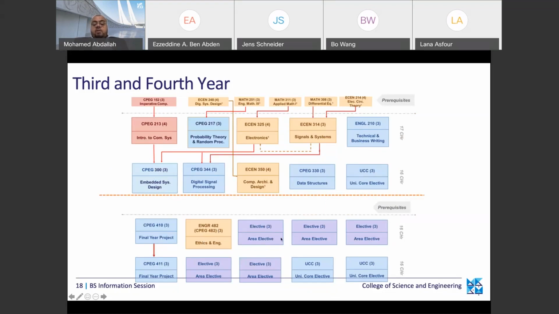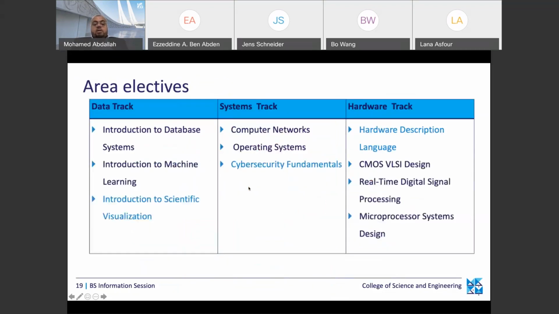So what are the area electives that we offer at HBQ? As I mentioned, these are examples. We offer 3 tracks. One of them is called the data track. The second is the system track. The third one is the hardware track. So in the data track, you're going to be focused only on data. For example, machine learning, database system, scientific visualization. The system track will be mainly focused on computer networks, operating system, cybersecurity fundamentals.